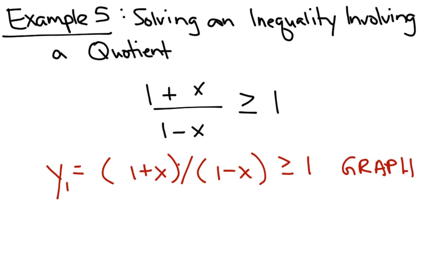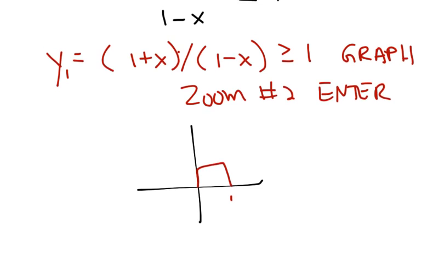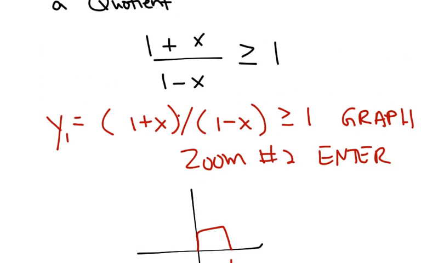Now, if you can't see real well, you may want to zoom in. If you go to zoom number 2, and then you have to hit enter so it'll zoom in, you'll see this funky graph that looks like this. So it's pretty clear that the answer is between 0 and 1. But if you look at the original problem, you may think that the answer is this. And it's not. It's almost that, though.